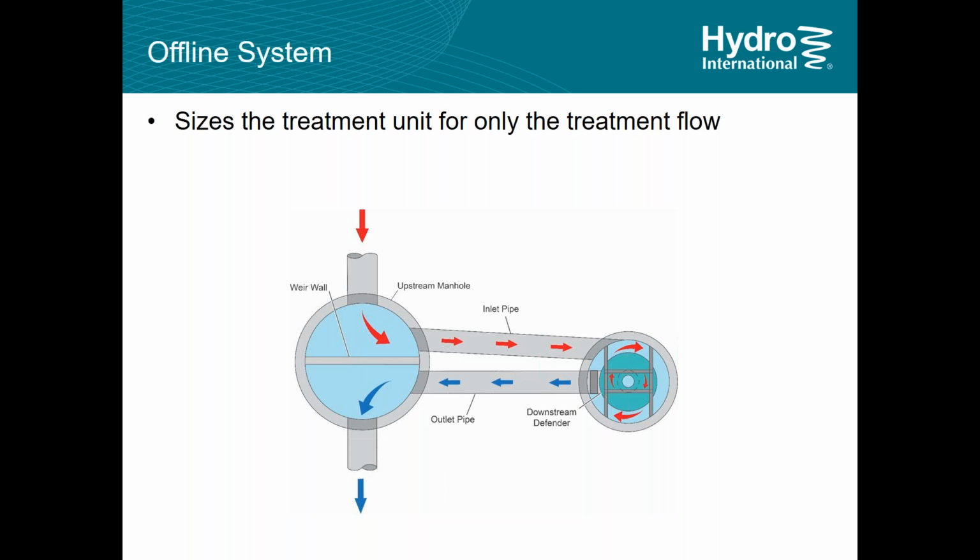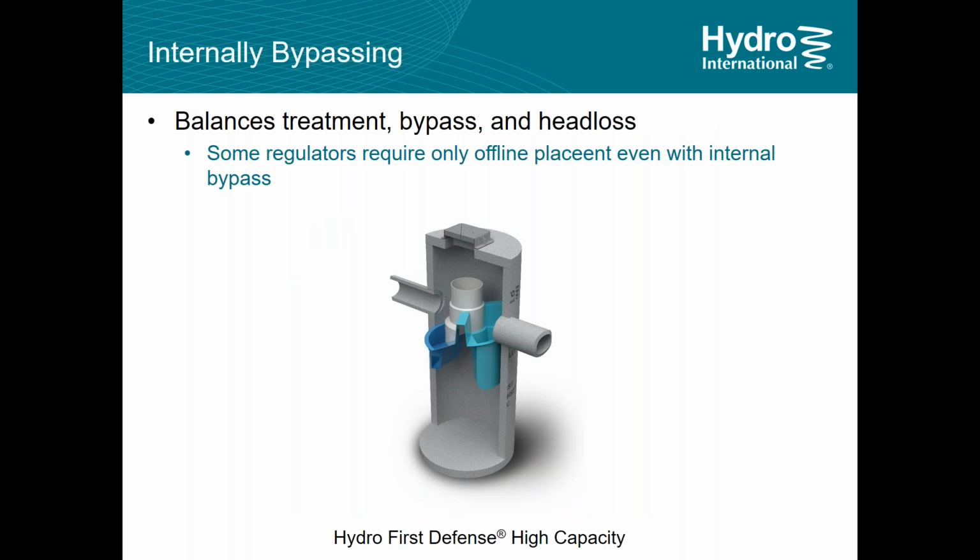Many regulators require the offline installation as standard. Some allow an online and offline system, they don't care. Some will only allow an online system if sufficient testing has been done to prove that the equipment will not wash out at its peak hydraulic capacity. So there are lots of different schools of thought around the online and offline arrangement.